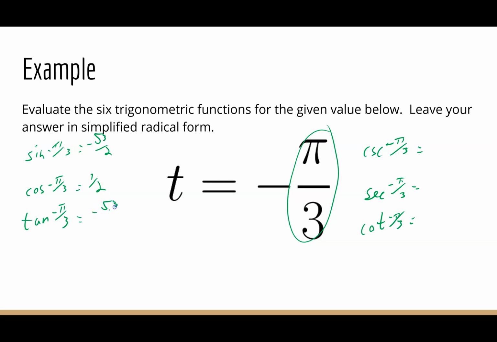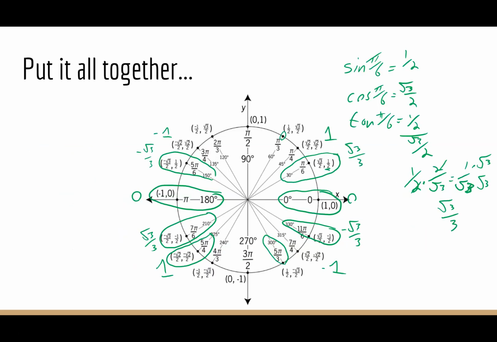Tangent, negative square root of 3 over 2 over 1/2. So copy dot flop. Cancel, cancel. That's just negative square root of 3. No need to rationalize the denominator. Okay. So what I'm going to do is go ahead and mark my negative square root of 3 as my tangent, which means up here it's positive, over here it's negative, and down here it is positive.